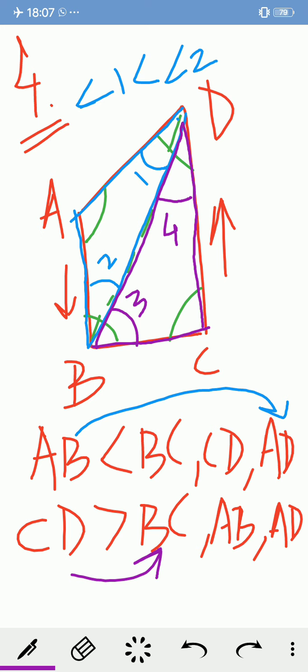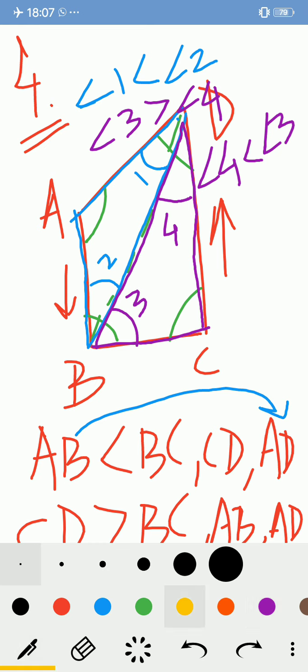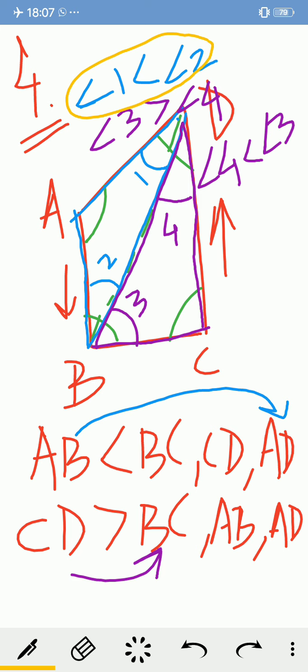So you have next thing, that is angle 3 is greater than angle 4. Got it? Now if angle 3 is greater than angle 4, this means angle 4 is less than angle 3, isn't it? The simple logic. Now use these two inequalities. Now just add these two inequalities.